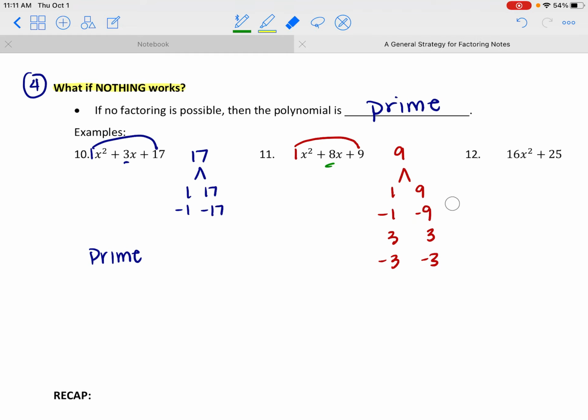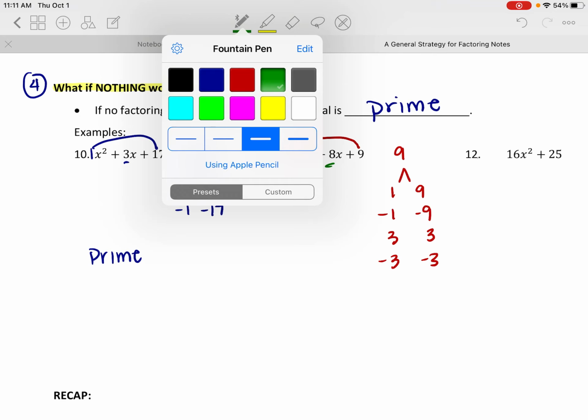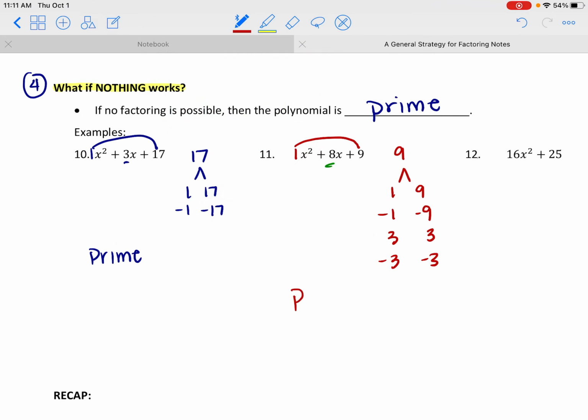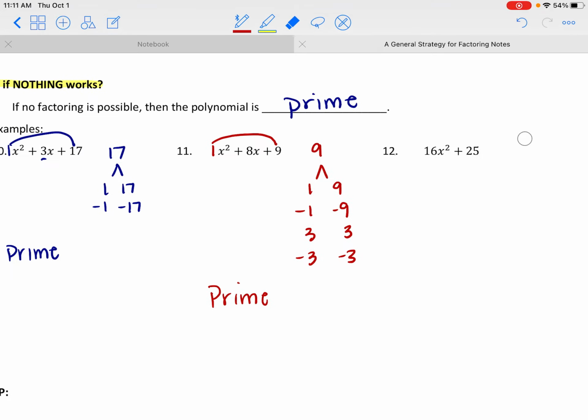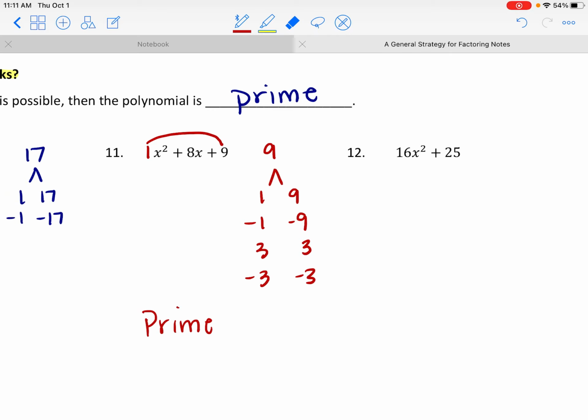So this, again, has no factors. So this, again, is prime. Not as obvious, again, so be careful, but it's still prime. And then the last one, again, is tricky because it looks like something we can factor. We know that 4x squared produces 16x squared, and we know that 5 squared produces 25. But this is a problem.